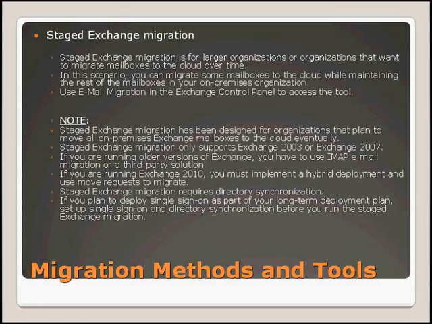Okay, the other part is going to be the staged migration. There's no big difference between that and the other one. With staged, you're going to migrate in batches. You're not going to migrate everything in one shot. Okay, the same story applies here. Staged migration only if it is Exchange 2003 or 2007. Okay, if you're running an older version, the same rule applies here. You have to use IMAP or a third-party solution. All right.